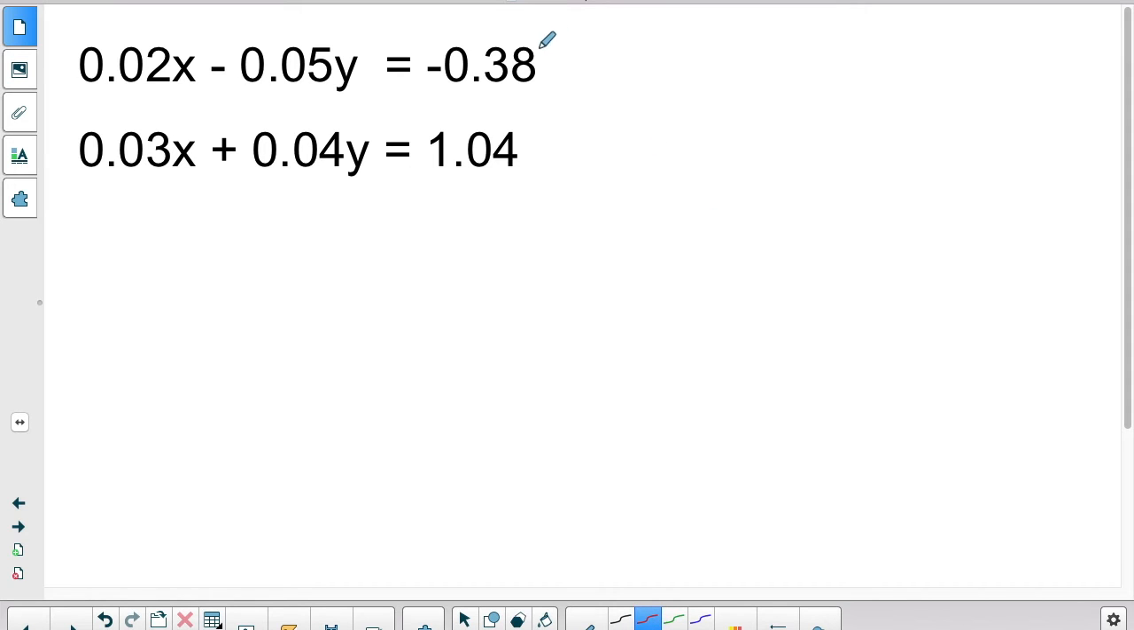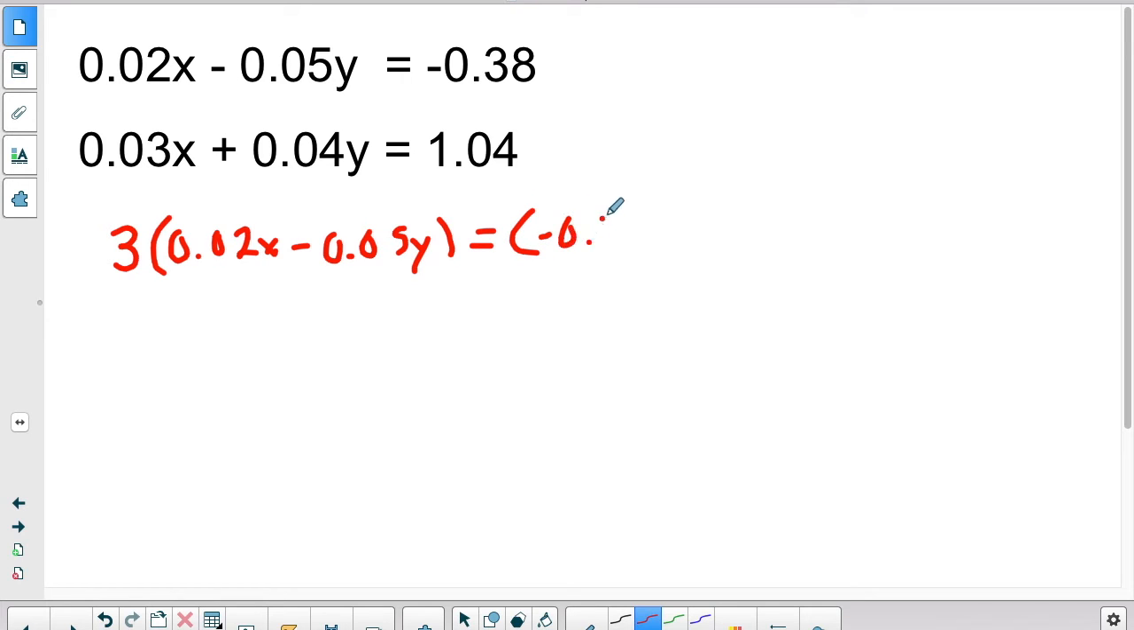And to do that, I'm going to multiply the top equation, both sides. I'm going to multiply the whole thing. I'm going to rewrite it out, and we're going to multiply the top equation by 3. So I'm going to multiply the left and right side by 3, so 0.02x minus 0.05y by 3, and our negative 0.38 by 3. We're multiplying both sides by 3.